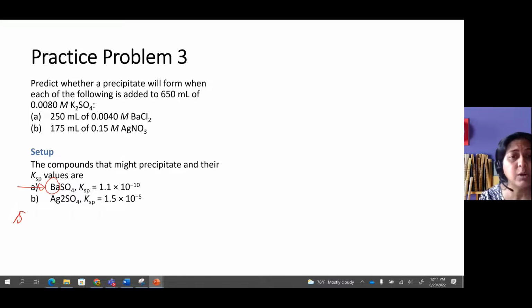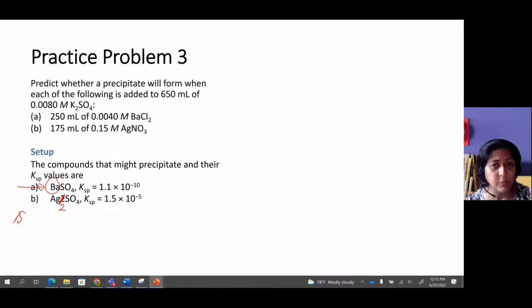For solution B, the sulfate ions from K2SO4 mixed with the silver nitrate, and the Ag2SO4 precipitate will form. In solution A, the sulfate ions are added by the K2SO4 and the barium ions are added by barium chloride. In solution B, the silver ions are added by the silver nitrate solution.